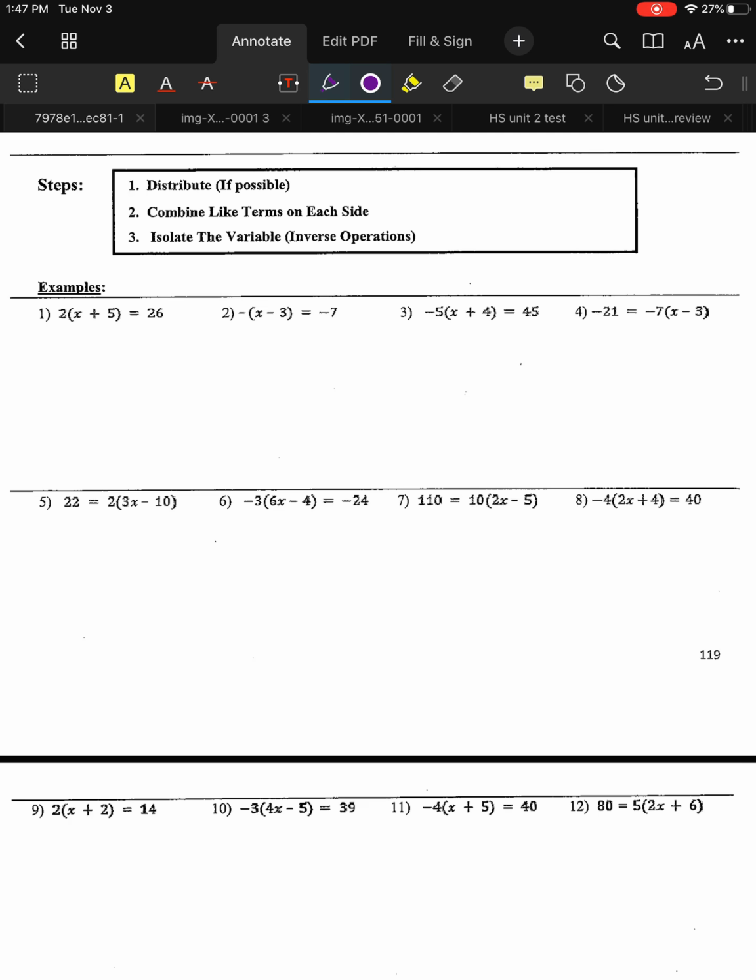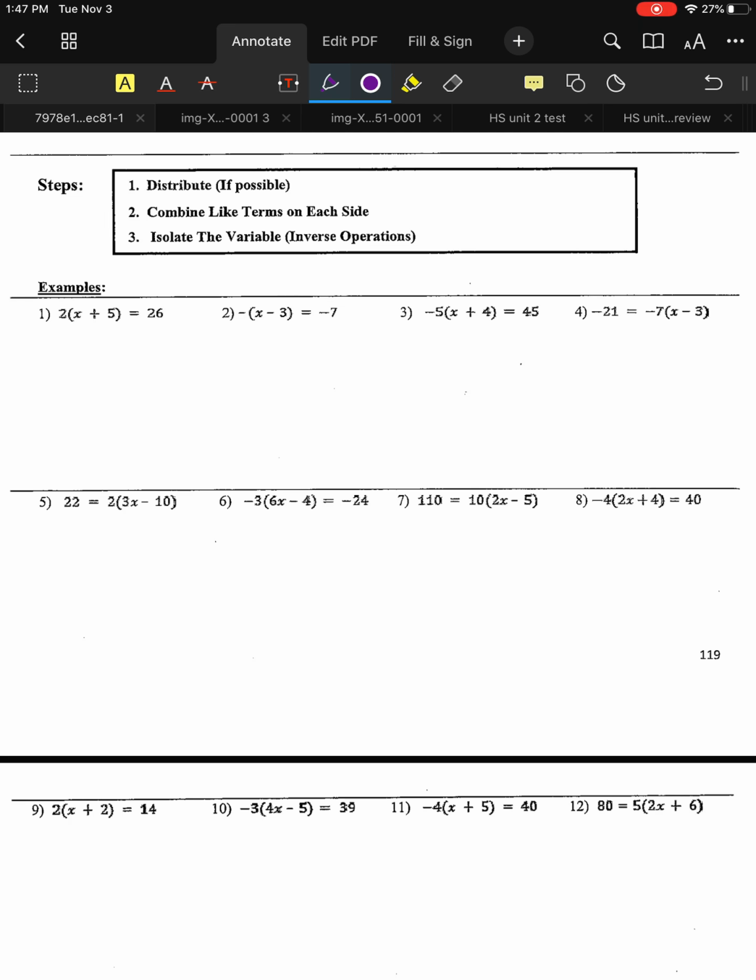So we're going to distribute if possible, which it will be because that's part of today's lesson, and then combine like terms if you can, if they're on the same side of the equal sign. And then we're going to isolate the variable, which means to get it alone using our inverse operations, our opposite operations. So here we go.